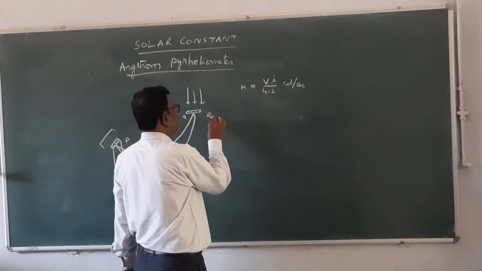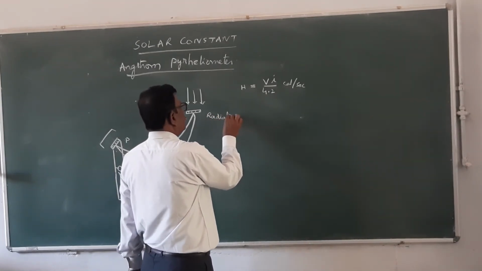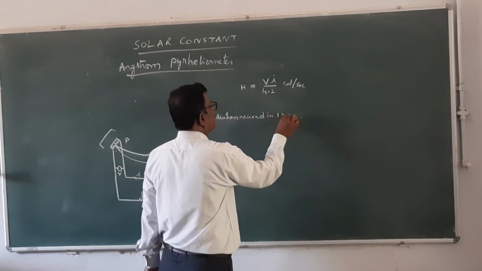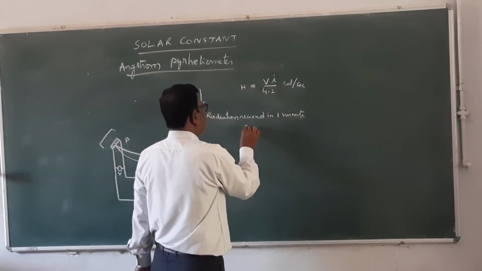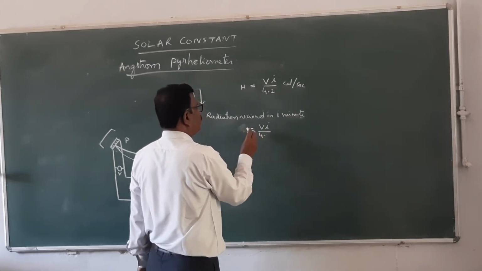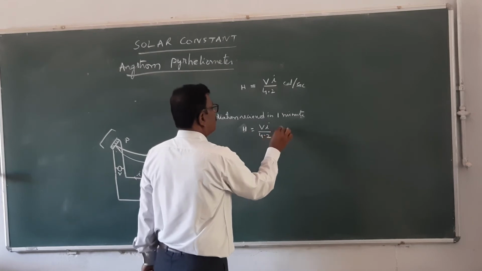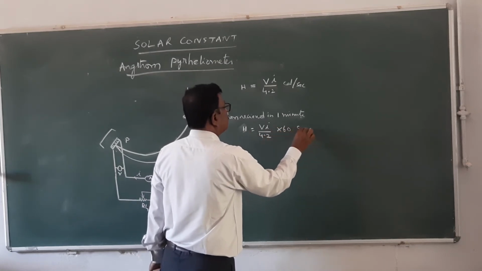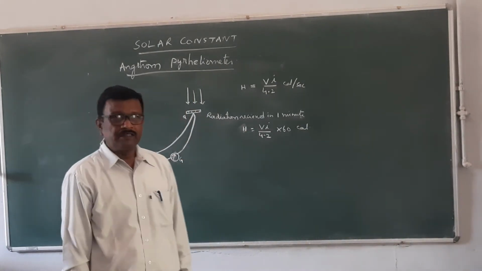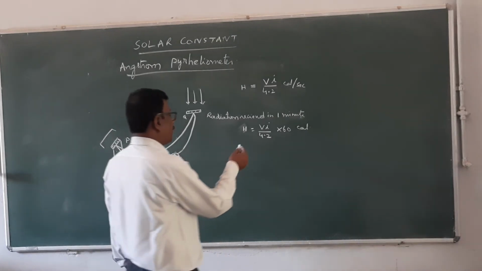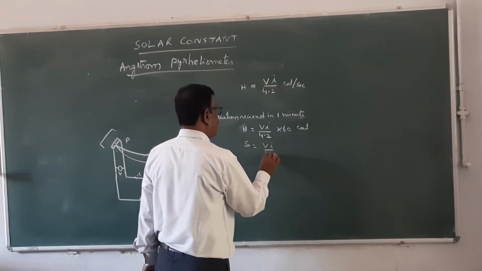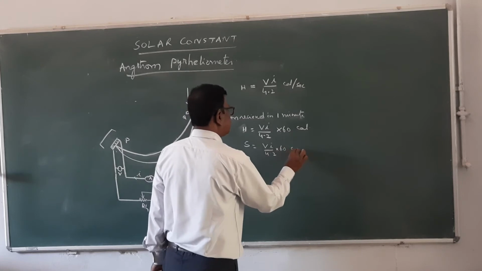Therefore, the radiation received in 1 minute is equal to VI divided by 4.2, into 60 calories. According to the definition, this is equal to our solar constant at the given surface. Therefore, S is equal to VI divided by 4.2 into 60 calories.